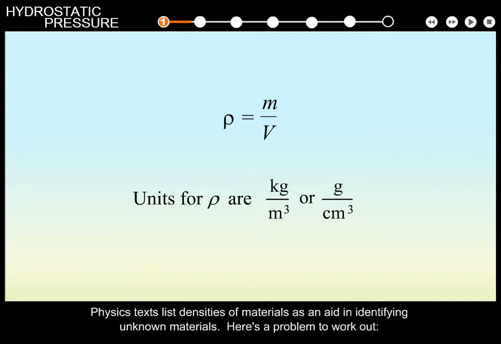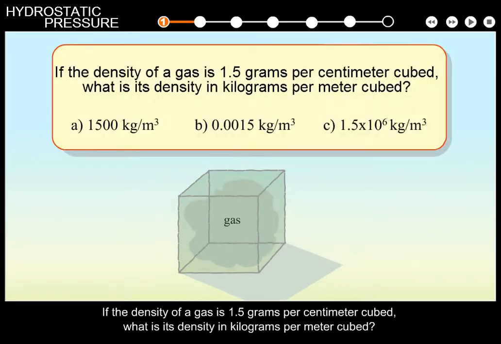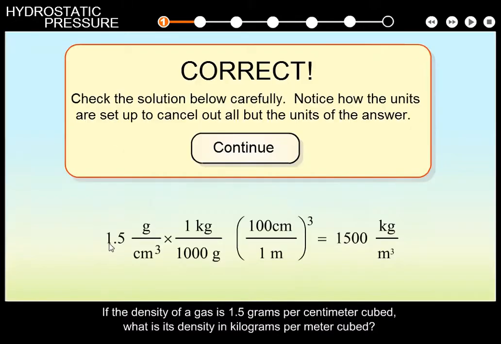Here's a problem to work out. If the density of a gas is 1.5 grams per centimeter cubed, what is its density in kilograms per meter cubed? Correct.